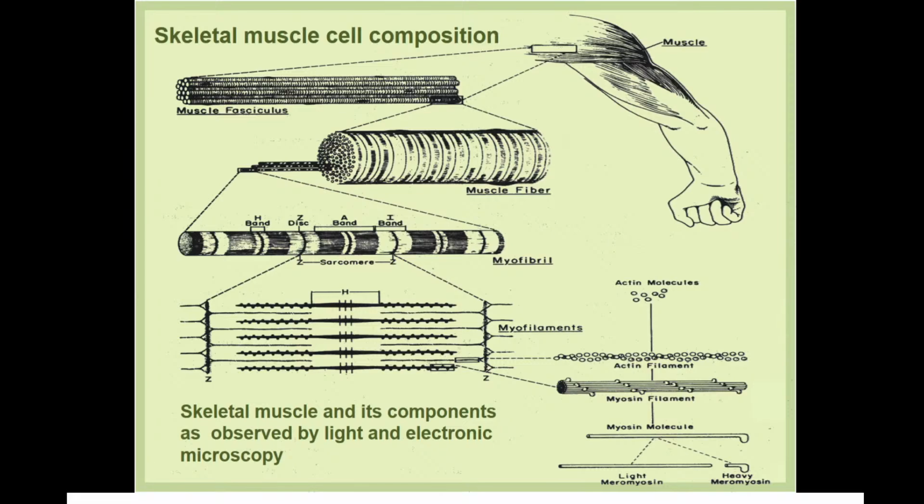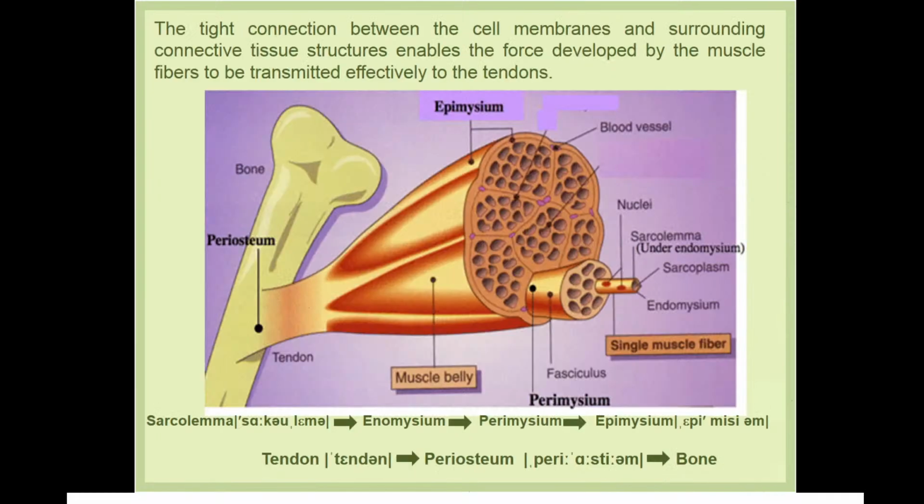And what else should be mentioned about the structure? The tight connection between the cell membranes and surrounding connective tissue structures enables the force developed by the muscle fibers to be transmitted effectively to the tendons. One more time, let me stress the specificity of the arrangement of the skeletal muscle.